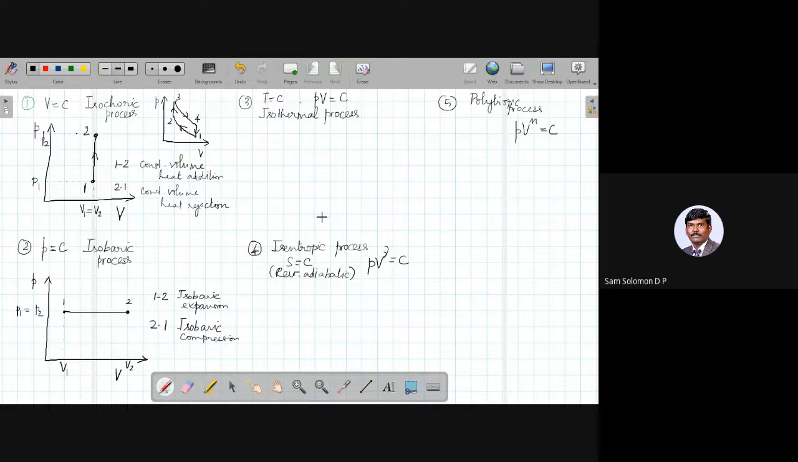Is that clear? And the third one, which you will have, is the isothermal process PV diagram. Your isothermal process, you can have a curve. Sorry, it's not a curve actually right now.